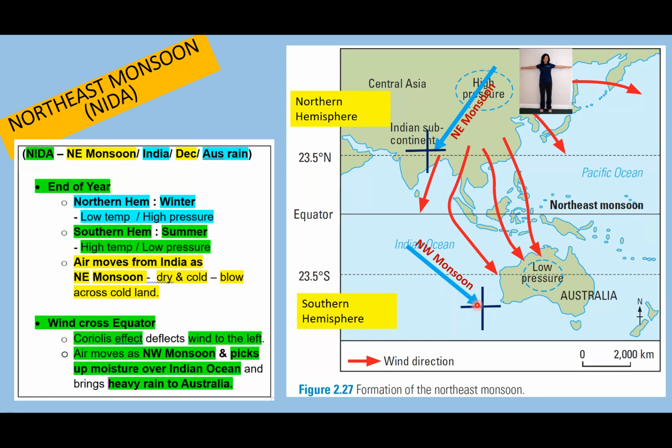So hence, air moves as northwest monsoon and picks up moisture over the Indian Ocean and brings heavy rain to Australia.